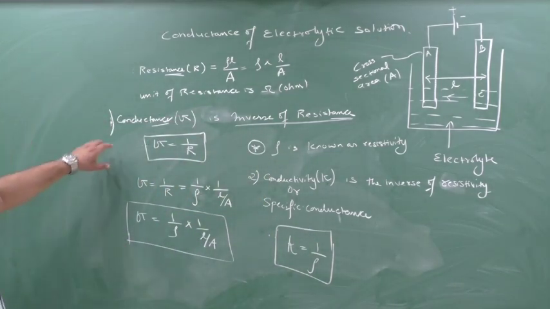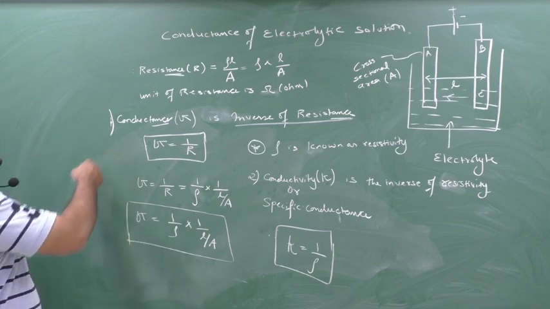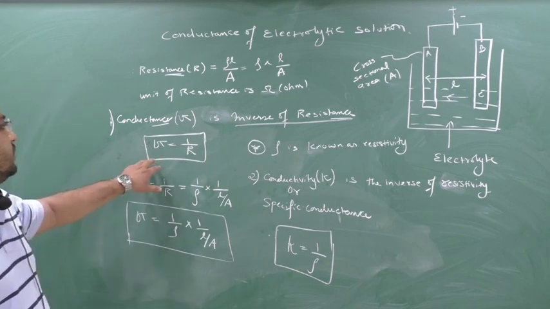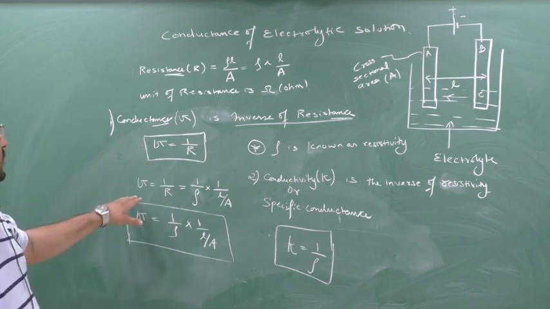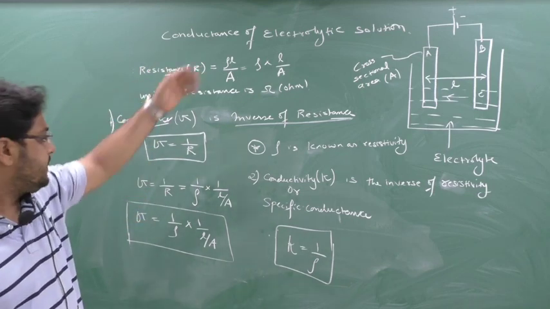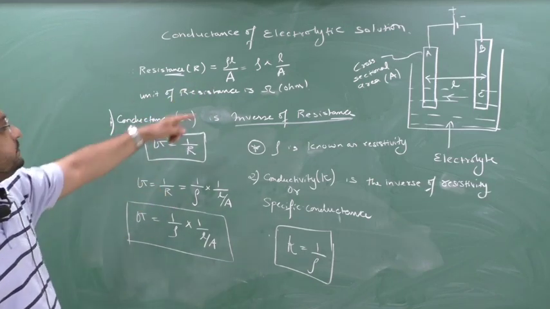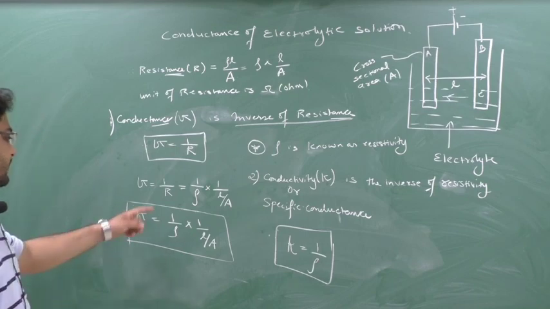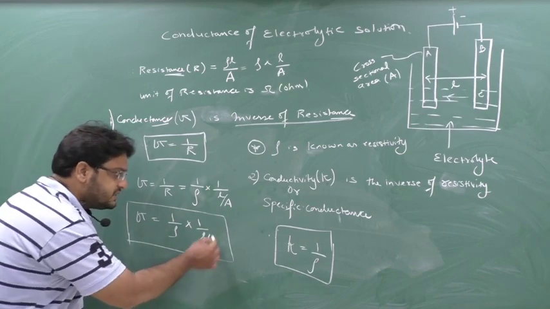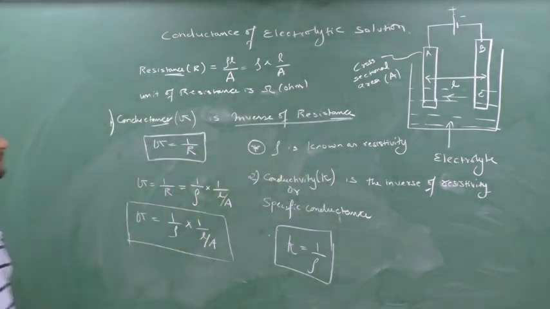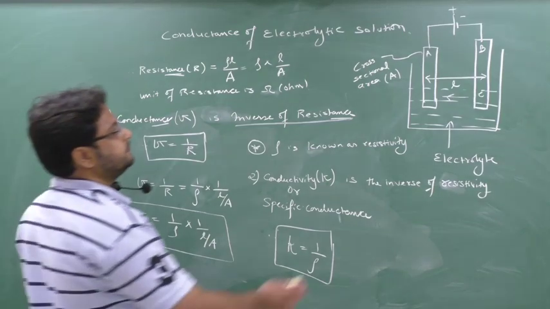So please remember, this is the first topic: conductance G is the inverse of resistance, so G equal to 1 by R, and we know R equal to rho L by A. So it will be 1 by rho into 1 by L by A. What is this L by A? I will explain here also. First you write this down, draw the diagram. Clear? Now see here.